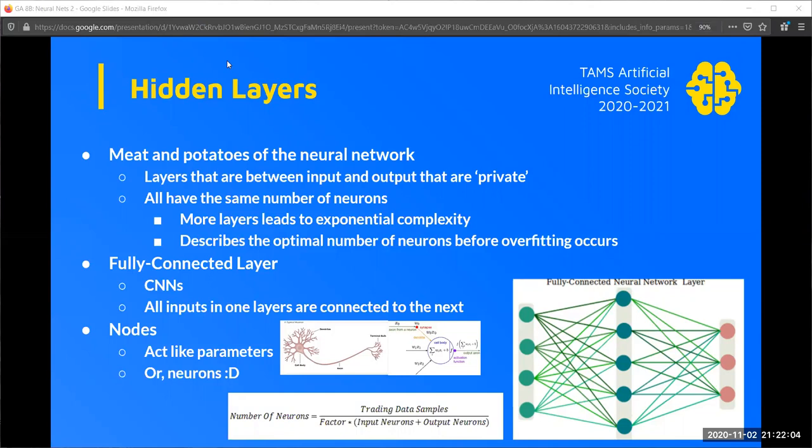I mean, it's pretty self-explanatory, I think. If you have any questions about that, then let me know. But you have a fully connected layer, and then you have all of your nodes inside of it. The hidden layer is basically the thinking part. It's the thinking part of the machine.